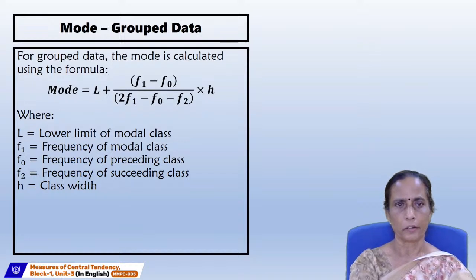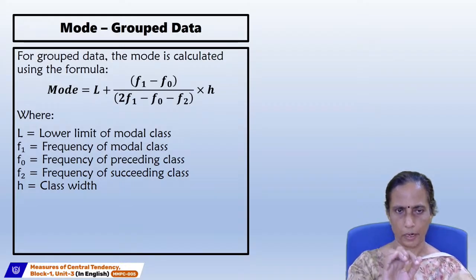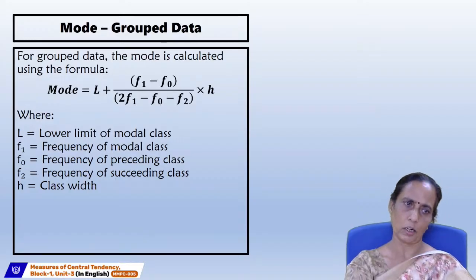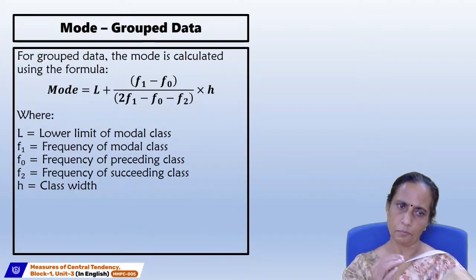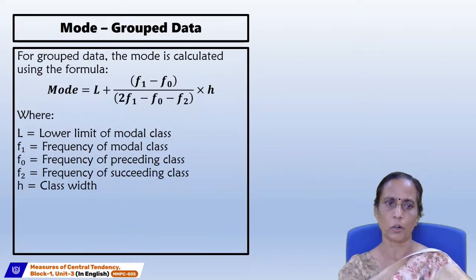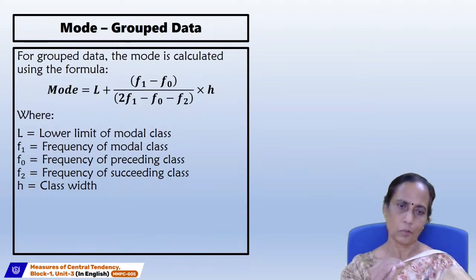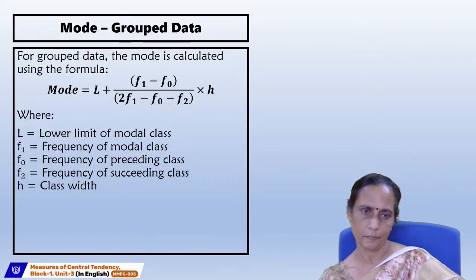If it is grouped data, that means your data is in class intervals or frequency distribution, then the mode is calculated as L plus (F1 minus F0) by (2F1 minus F0 minus F2) into H. So your L is the lower limit of the modal class, F1 is the frequency of the modal class, F0 is the frequency of the class preceding the modal class, F2 is the frequency of the class succeeding the modal class, and H is the class width.